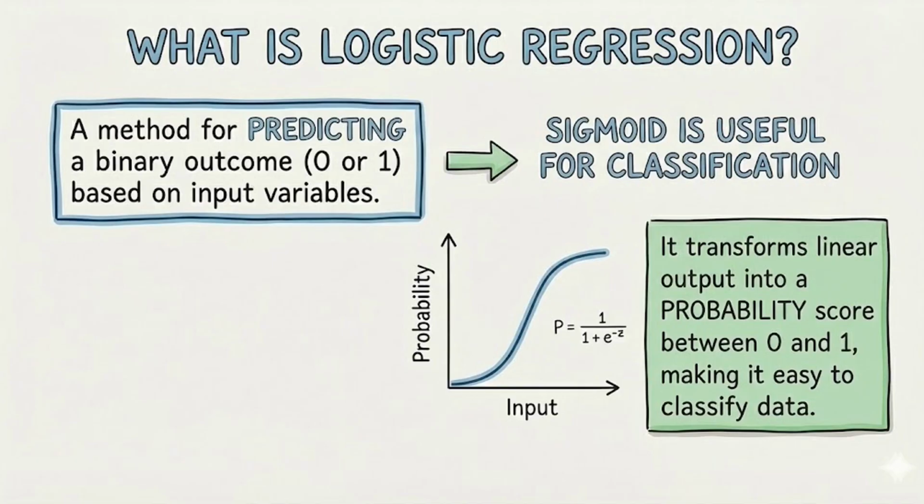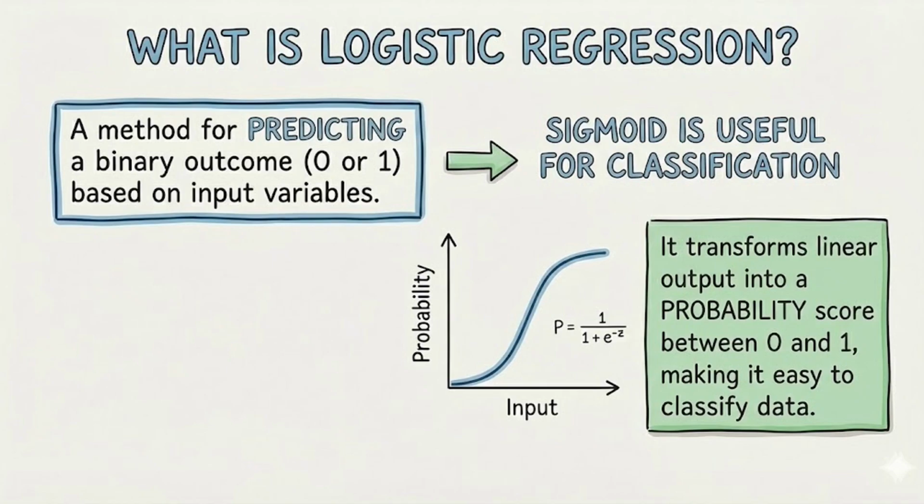Today, we are diving into one of the most fundamental algorithms in machine learning, that is logistic regression. If you have ever wondered how your email knows what is spam and how a bank decides who gets a loan, this is the algorithm behind it. I prepared a simple step-by-step breakdown, so let's get started.